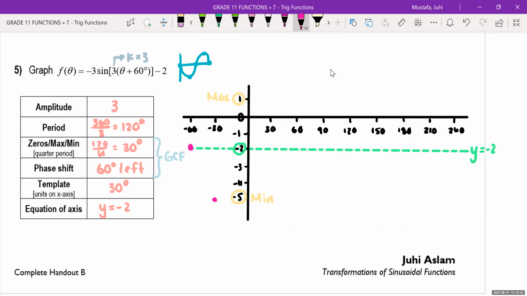Why did I do that? Well, the quarter period is 30 degrees. That tells me how much I have to move across every point. And this shape tells me that I go down to the minimum, and that's why I went to the minimum. And then from there, it's pretty straightforward. You're just following the pattern. So you go back to the equation of axis, move over 30 degrees, go all the way to your maximum and move over 30 degrees, and then go to the equation of axis and move over 30 degrees. So here's what the shape of the graph looks like.